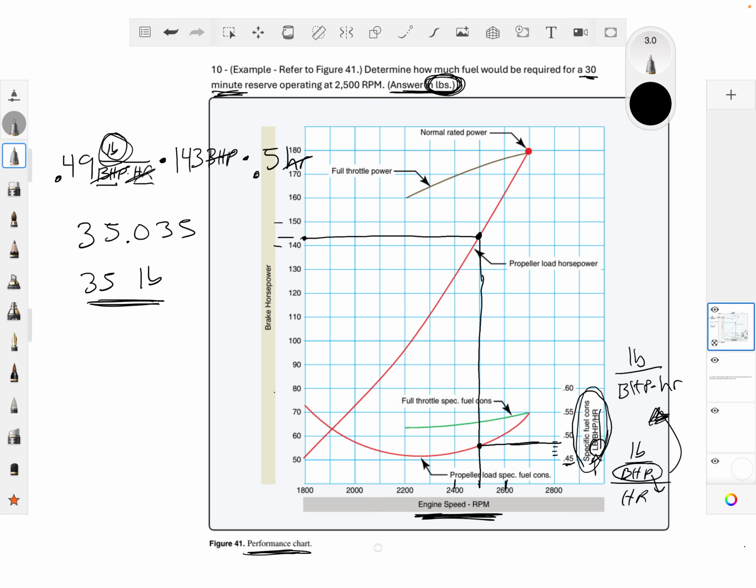So again, the steps are, you're going to go to your RPM. You're going to go up until you hit the red curve. The red curves are our normal cruise speed. We're going to go across, get our specific fuel consumption, and then we're going to go up until we hit our second red curve, and we're going to grab our brake horsepower over here. Once we have those, we're essentially just going to be multiplying them together. We're going to multiply our specific fuel consumption times our brake horsepower, and in this case we are going to multiply by the time to get the pounds of fuel needed for our reserve.